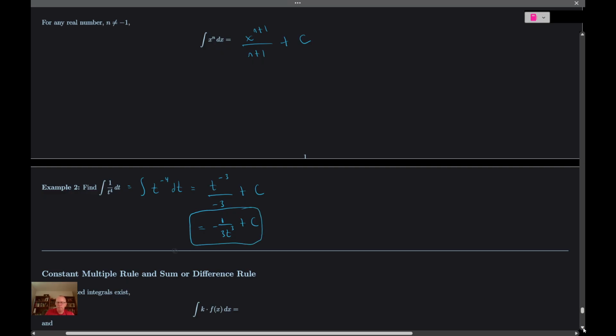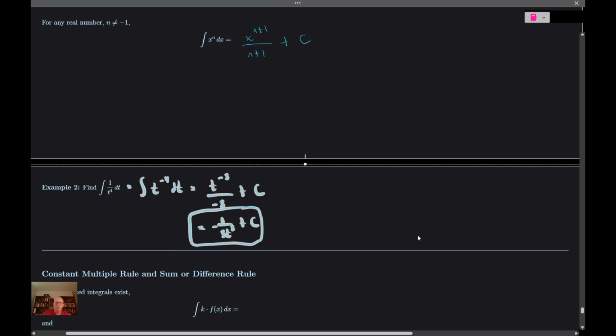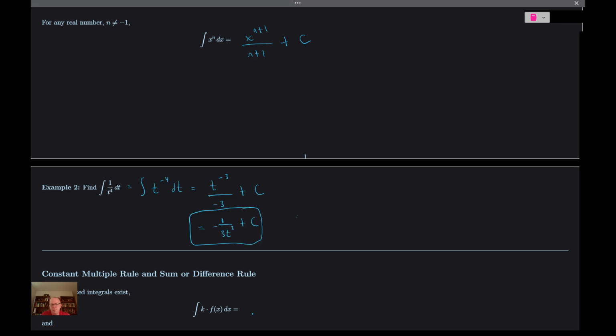All right. Now, if you remember from limits and derivatives, we have constant rule, multiple rules. We have sum and difference rules. I don't know what's going on with this. All right. Let's see if we can scroll this.